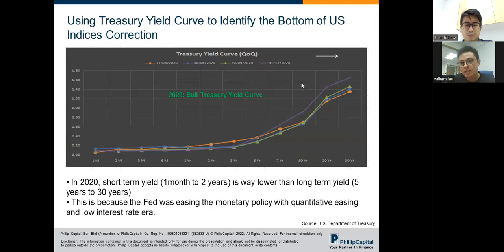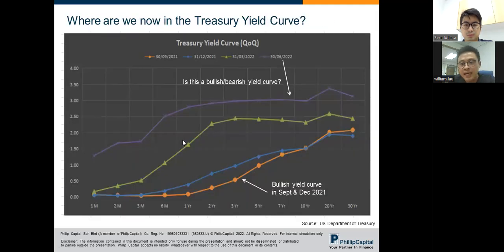When the recession comes and the Fed tries to ease the monetary policy, the yield curve will start to go back to this shape. So when we see this kind of yield curve, then it's time for us to really go in and long the US indexes. That is where the big bull run is going to happen. But definitely not now, because the yield curve told me not now.